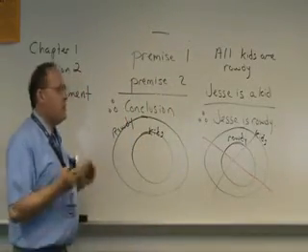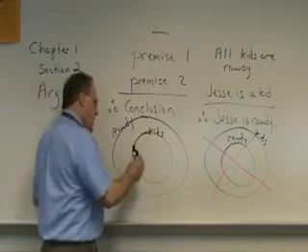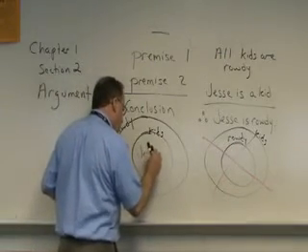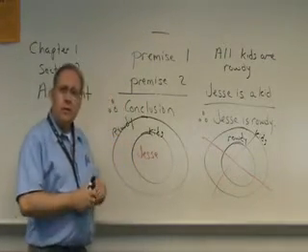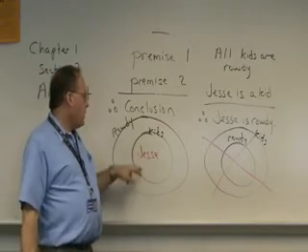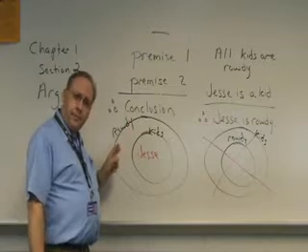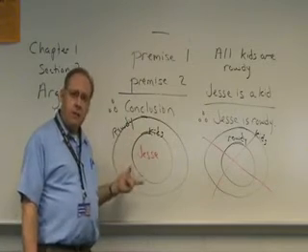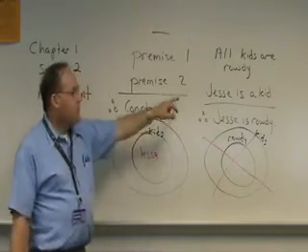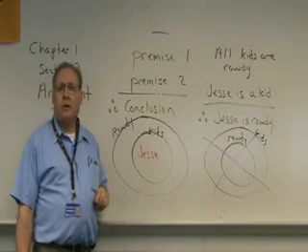Well, what do I know about Jesse? I can place Jesse into a category, and here I've placed Jesse into the category of kids. Well, what does that say about Jesse? Jesse is rowdy. So what I have done is I have demonstrated that this argument is valid.